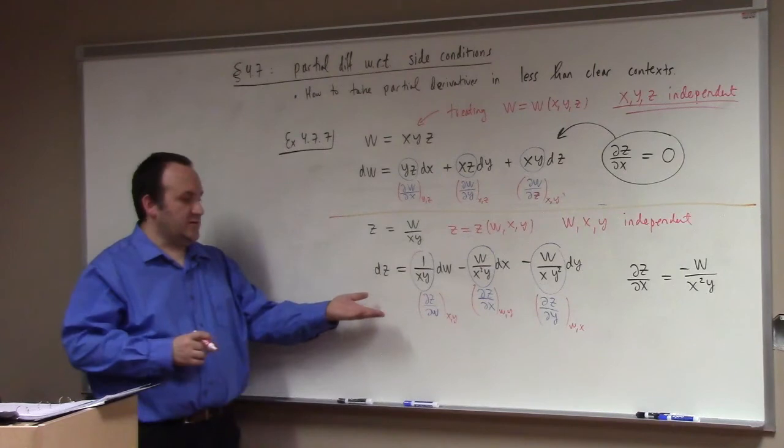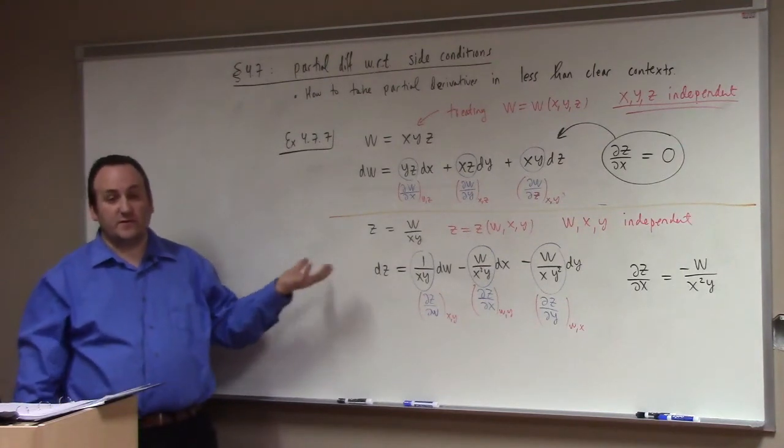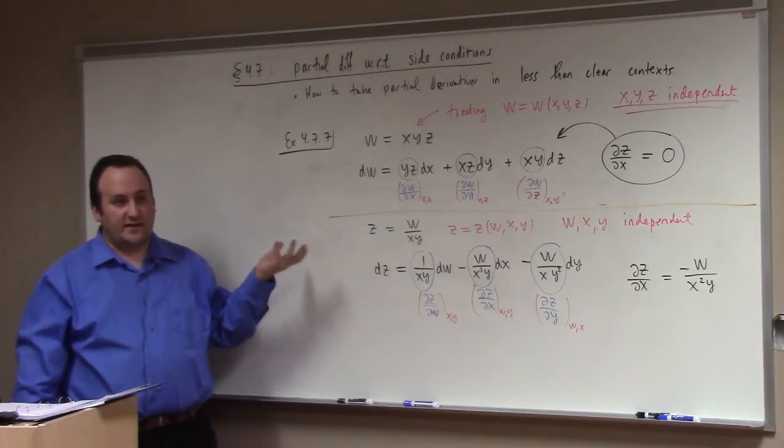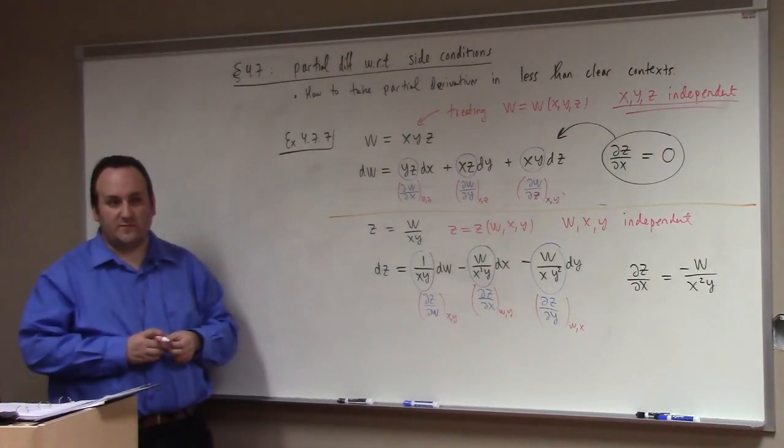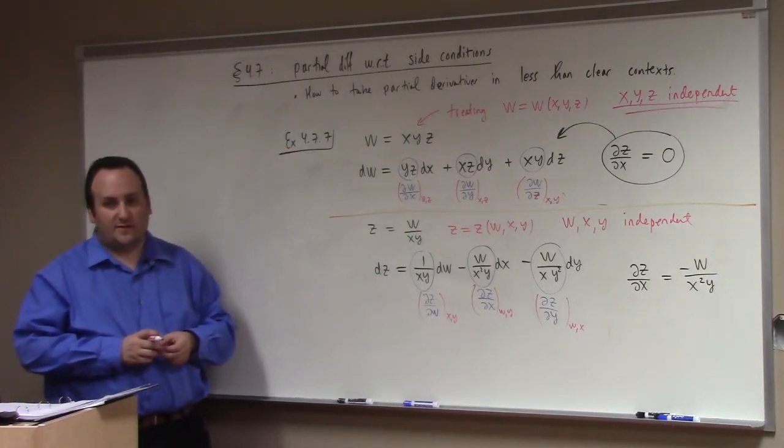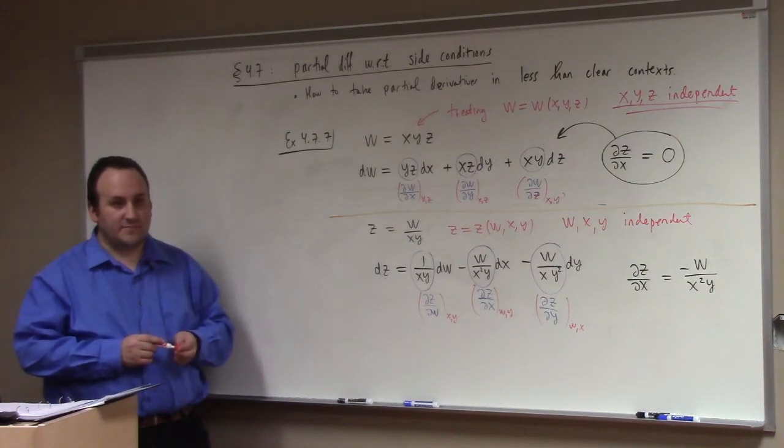So that's the notation which fixes it. Just use a notation which explicitly indicates what set of variables you're taking is independent, and then you've removed the ambiguity, and we can differentiate without trouble. All right?